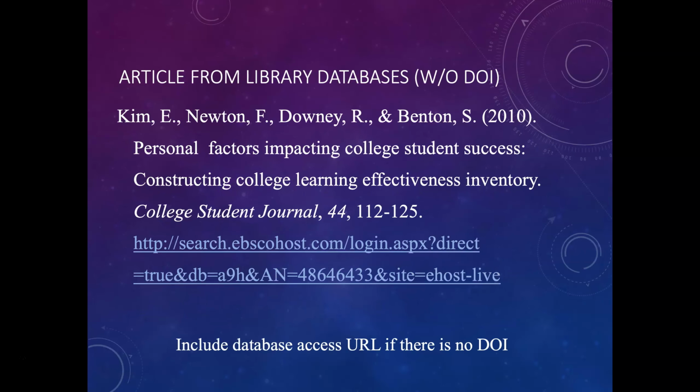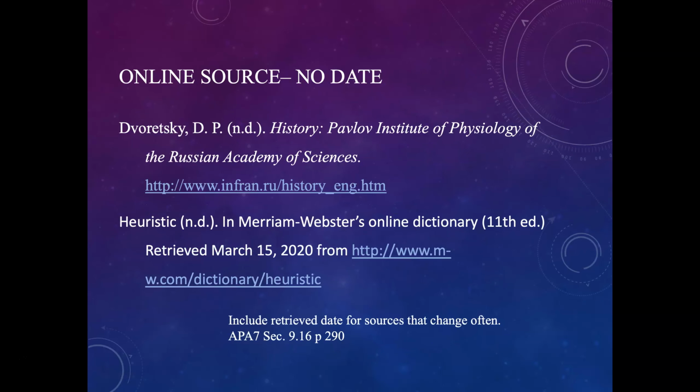Here is a database article with no DOI, showing the database access URL instead of the DOI. Same format. If you have no date, you put n.d. with the period after the parentheses. In some instances, you may need to include the "retrieved from" with a date, as in this heuristic definition from Merriam-Webster. Presumably it changes often, so we want to capture the date it was retrieved because the definition is flexible. It could be most applicable for a news site where the definition or the news changes.